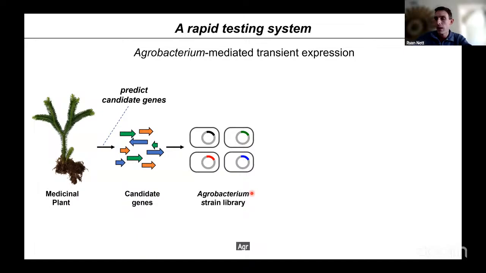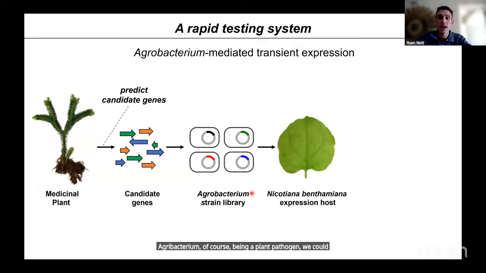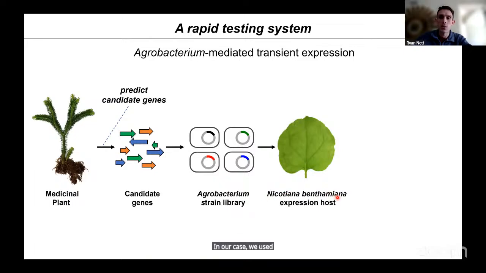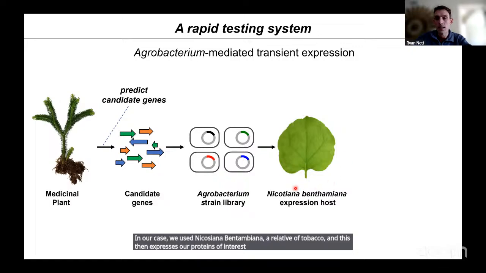Agrobacterium, of course, being a plant pathogen, we could use this to infect and transform our plant host. And in our case, we use Nicotiana benthamiana, a relative of tobacco. And this then expresses our proteins of interest that we can then test for enzyme function.